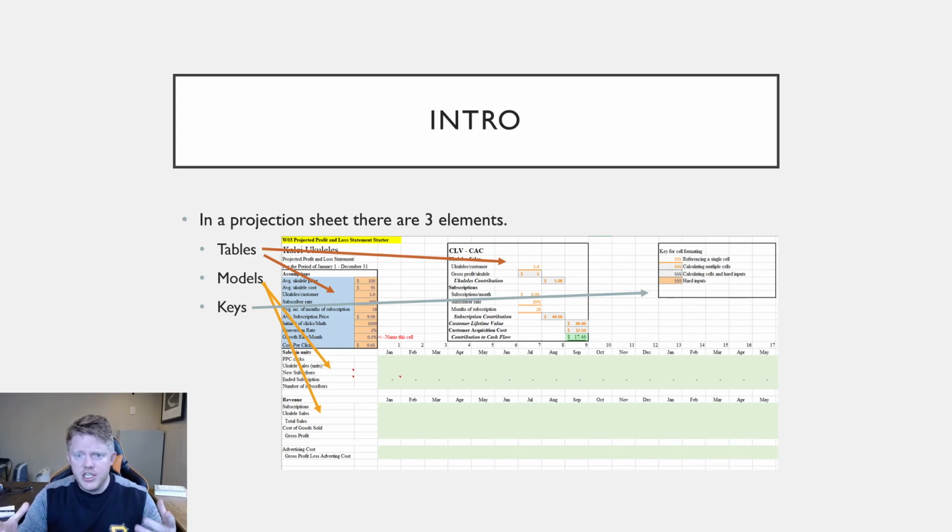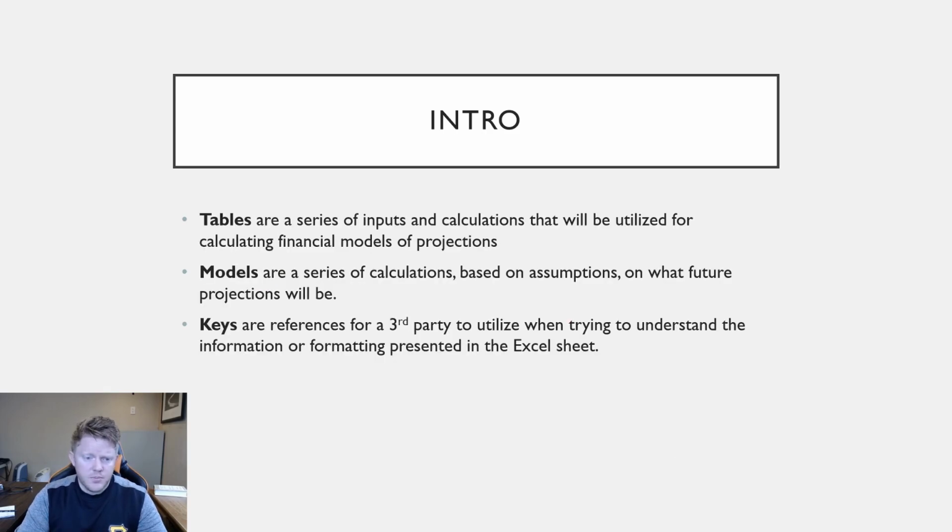In a projection sheet that you're seeing here, where it's only one sheet in a model, there are three elements. There's tables, which you'll see an assumption table right here, and a calculating table here. Then you have two models, which are both a unit, a sales and unit model, and a revenue model. And then you have a key. A key is optional. All that does is let the user or the person viewing the model understand the formatting or some of the inputs for the model. So I'm just going to briefly go over these.